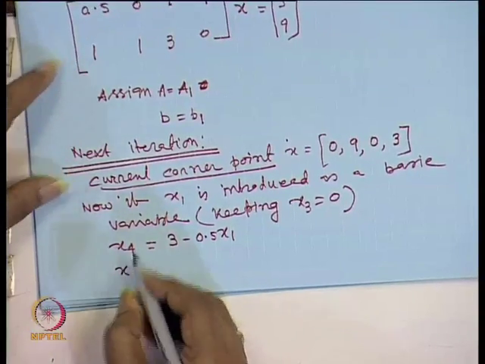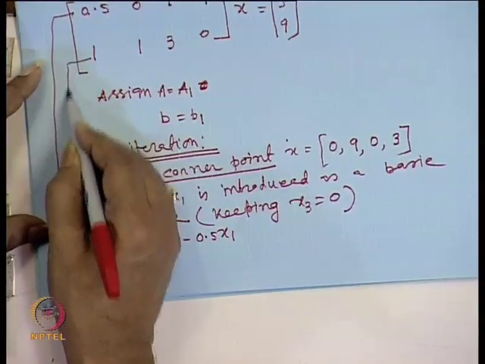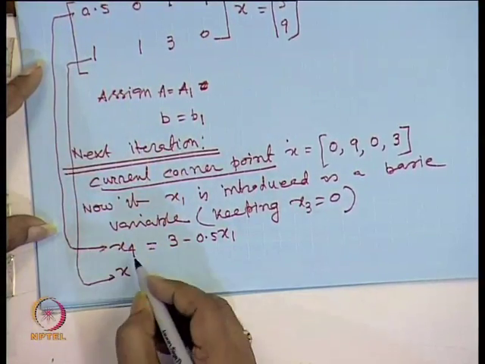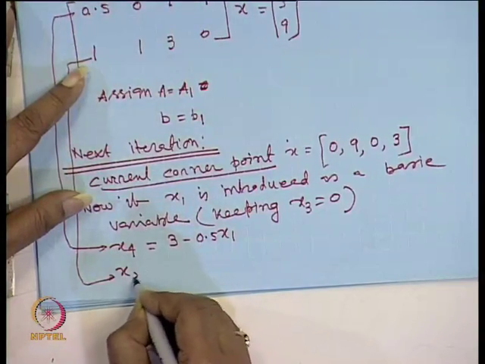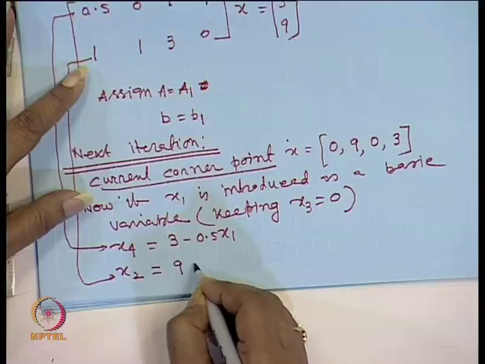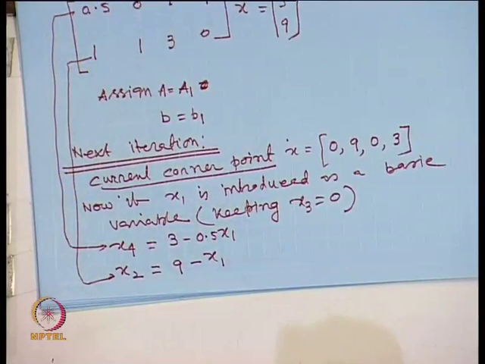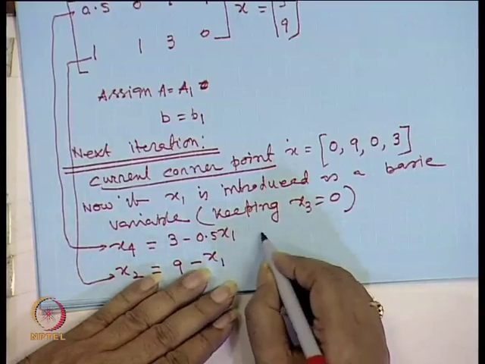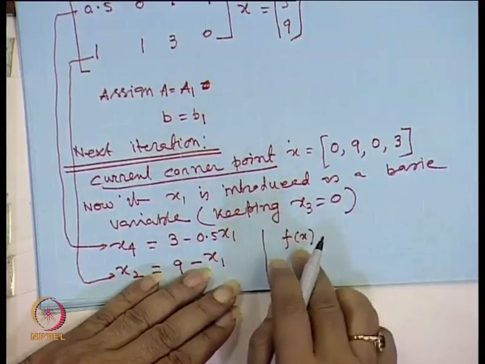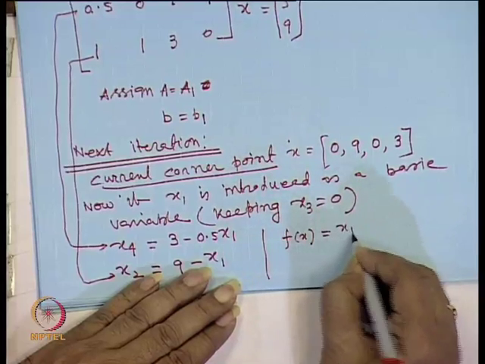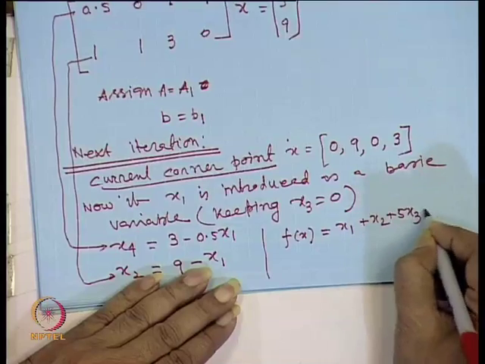Similarly, from the second equation you will get x2 equal to 9 minus x1. Agree? Now see our objective function, f of x. The objective function is x1 plus x2 plus 5 x3 minus x4.